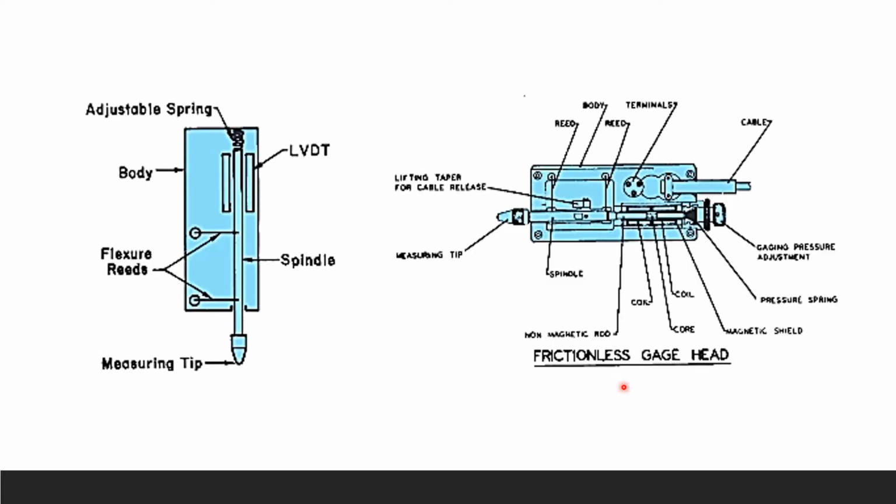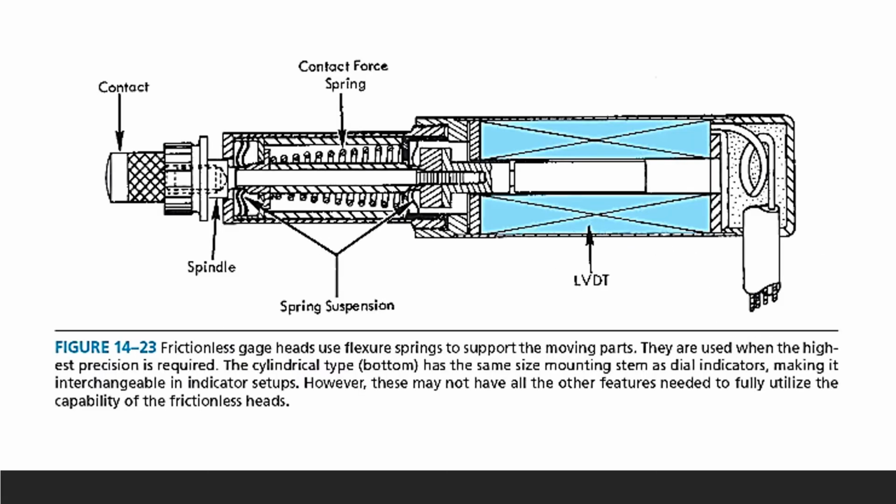So here you can see a frictionless gauge head. You don't have to go into details. All you have to know is frictionless gauge head, we use the LVDT transducer, and we have two flexure reeds. And if you can remember that, that'll be great. Then here, the frictionless gauge heads, the one that we can see on the other side, the bigger one.